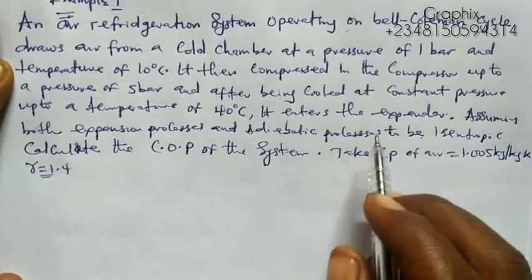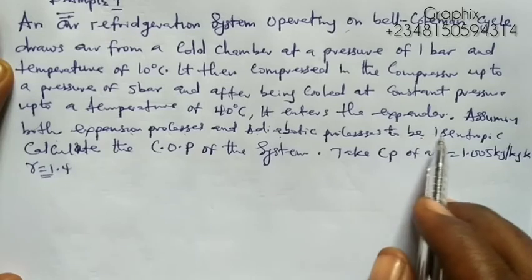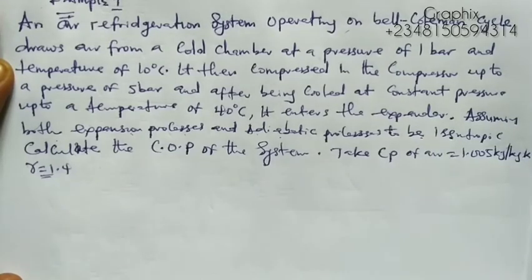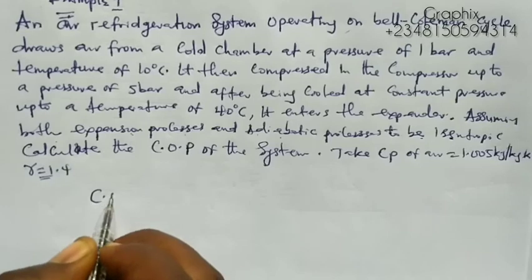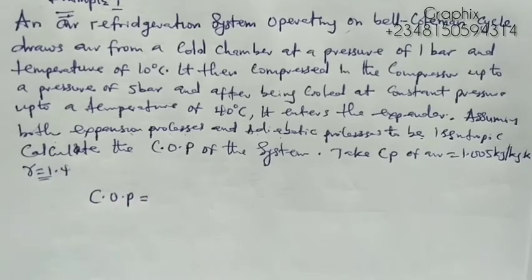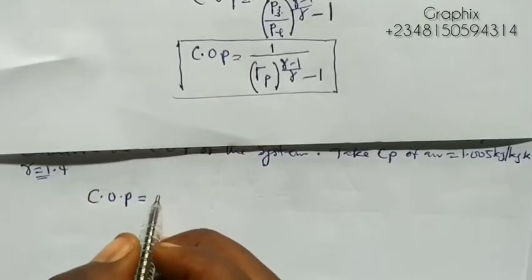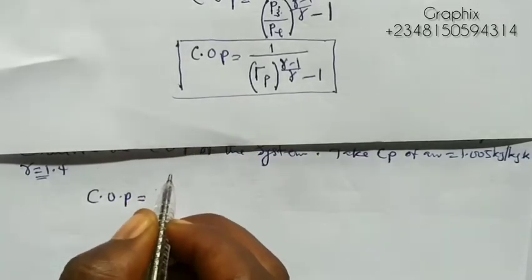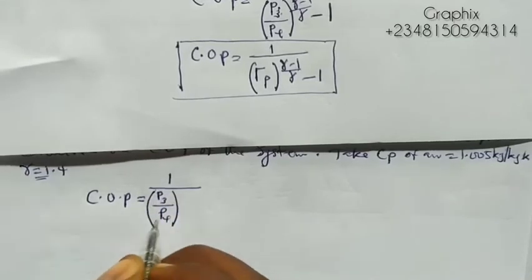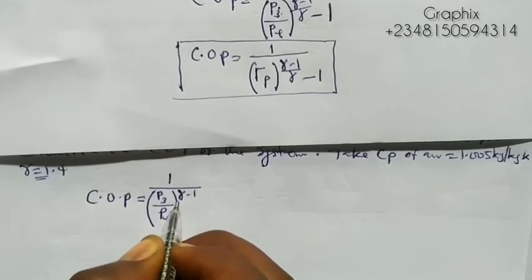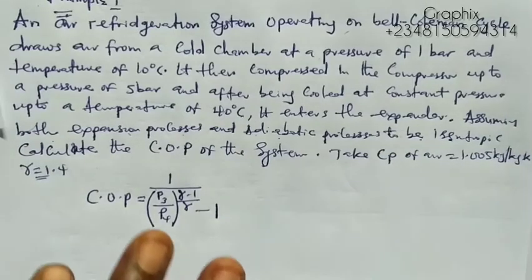Now one thing you need to understand is this. The key word here is that it's telling us both the expansion process and the adiabatic process are isentropic. So what we have to do is use our COP equal to 1 all over RP, that is, 1 all over P3 over P4, everything raised to the power of gamma minus 1 over gamma, everything minus 1, right? So that is what we use for our COP, and we just proved it.